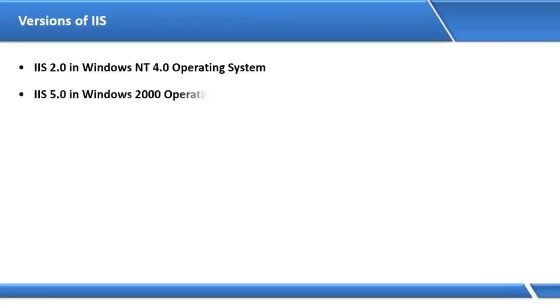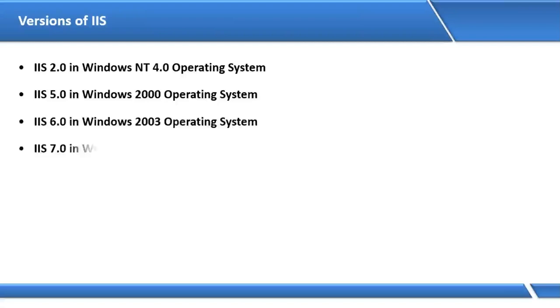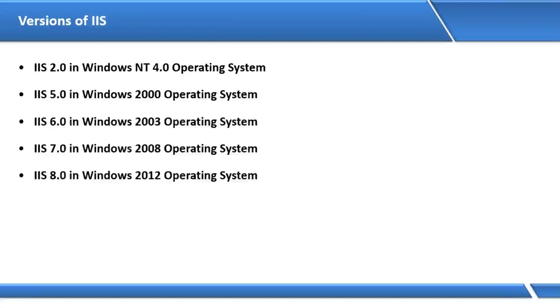This service is available in all Microsoft operating systems, but whenever the operating system changes, the version of this service also changes. In NT, the version is 2.0. In 2000, the version is 5.0. In 2003, the version is 6.0. In 2008, the version is 7.0. In 2012, the version is 8.0. Remember these versions, because whenever you write the MCSA exam, the 413 exam, it asks this question.